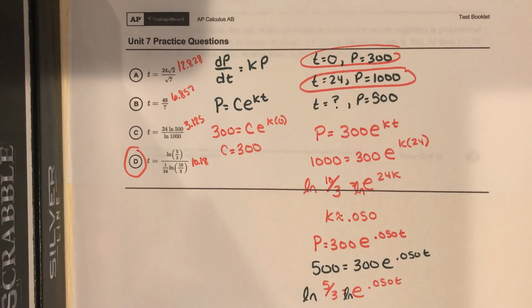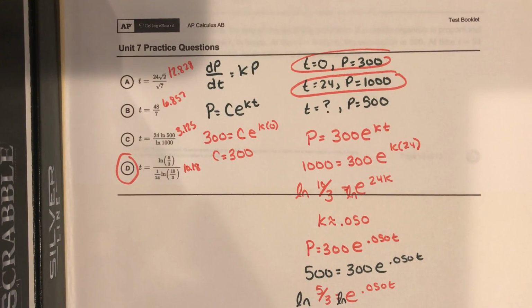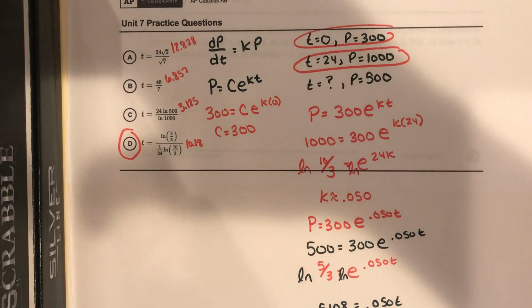If you also look at D, it matches a lot of the things we did. We have the ln of the 5/3, which we did. We divided by the k, which looks similar to the one on the bottom here. So if I had to guess, D would be the correct guess also. Okay, that concludes part 2 of the review sheet.